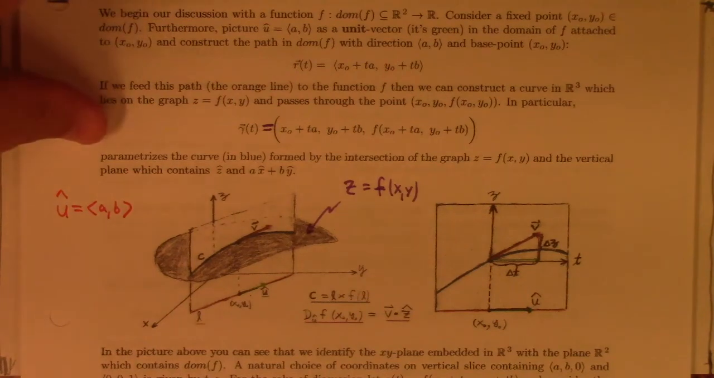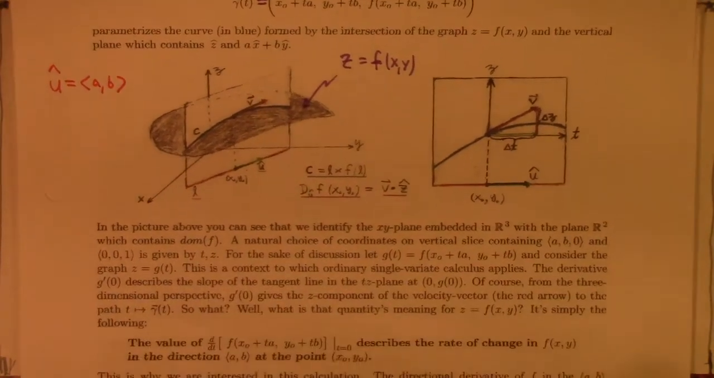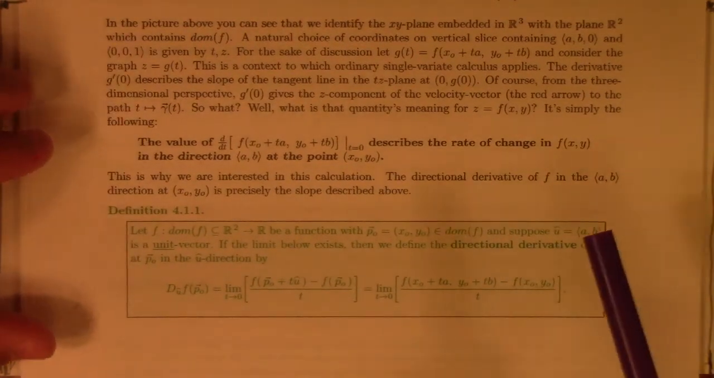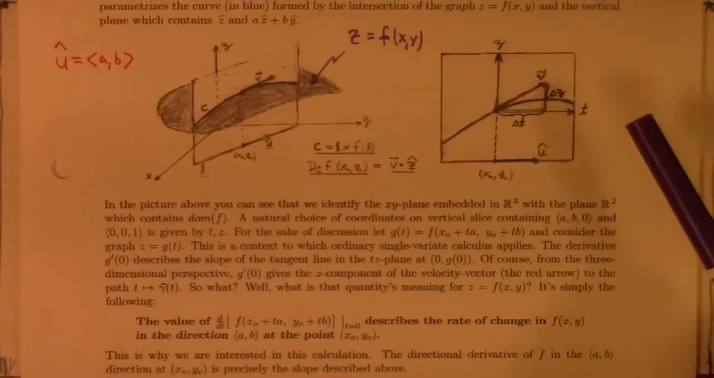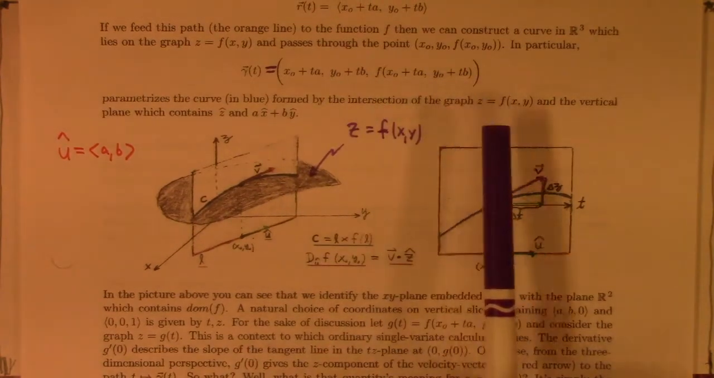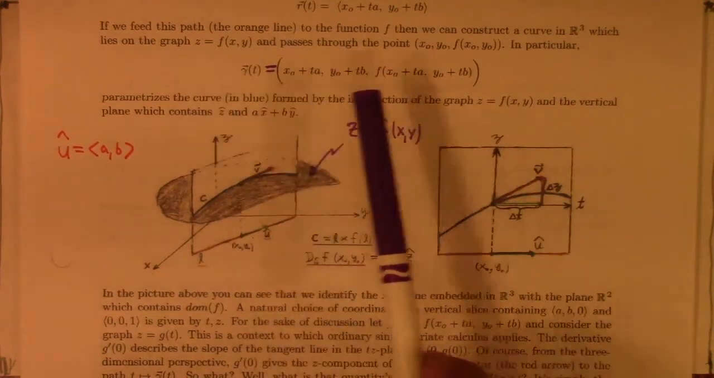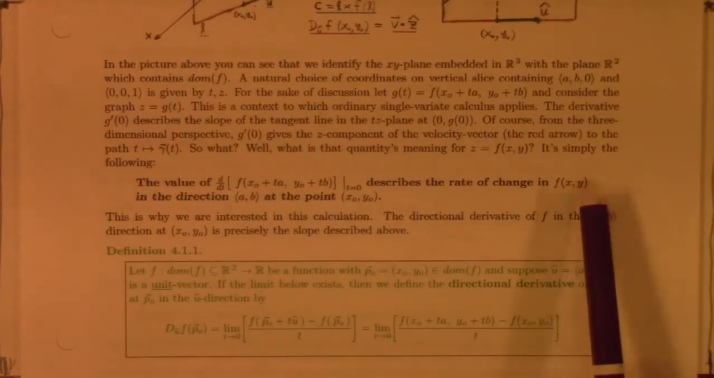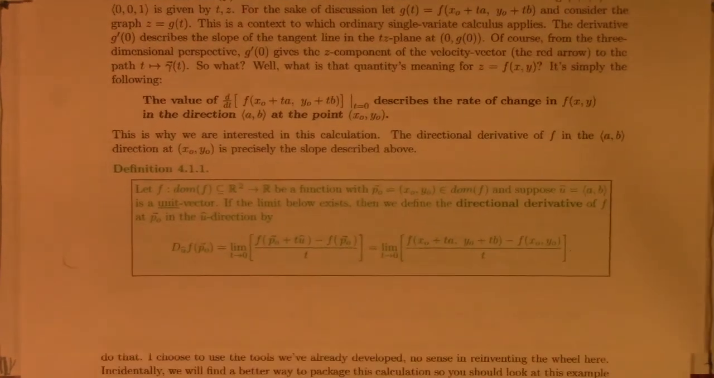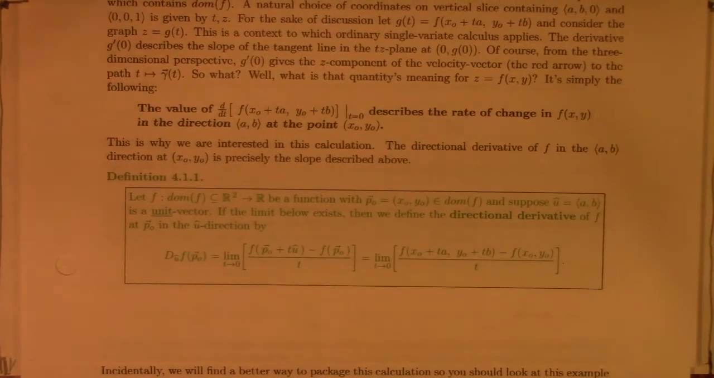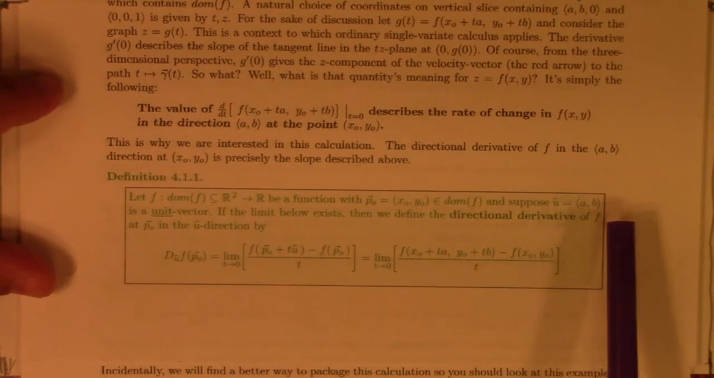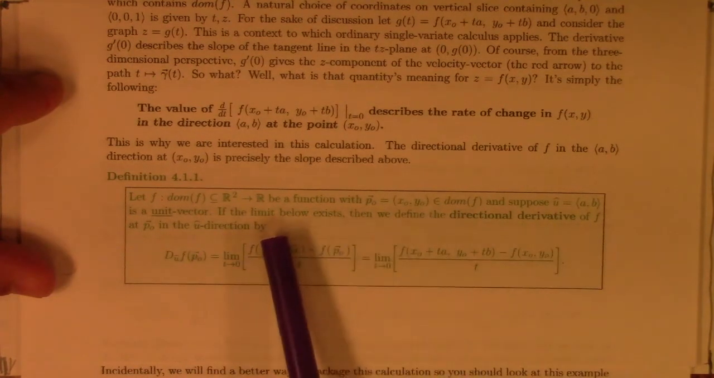And so that's what I'm trying to motivate here with this picture. The value of the derivative, the z component of this tangent vector, d/dt of that, should give me the z component of the tangent vector to the curve. And that should describe the change of f(x,y) in the direction AB at the point x naught, y naught. For that reason, we define the directional derivative of a function at a point x naught, y naught in the direction u hat = (a,b), which has to be a unit vector, as follows.